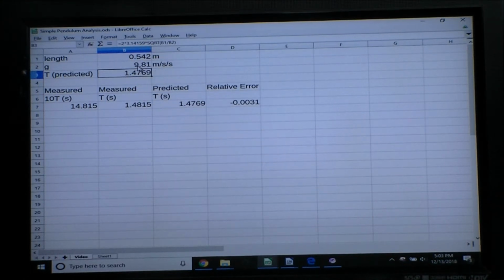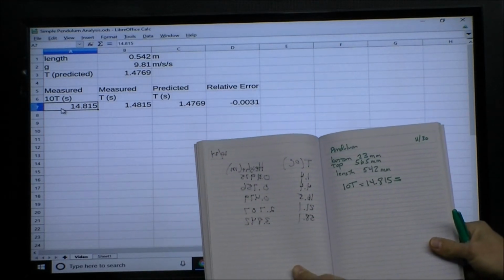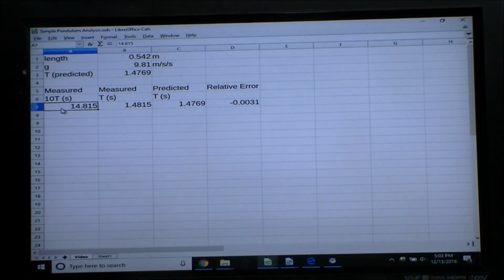So the predicted period turns out to be 1.4769, and we found it convenient to compute with a spreadsheet formula. You could also use a calculator to get that. And then our measured 10T, 10 periods, is 14.815 seconds. That's what we determined in Tracker and wrote down in our lab notebook. And then the measured period, you just divide that by 10 with a spreadsheet formula, or you could probably do that one in your head, 1.4815.